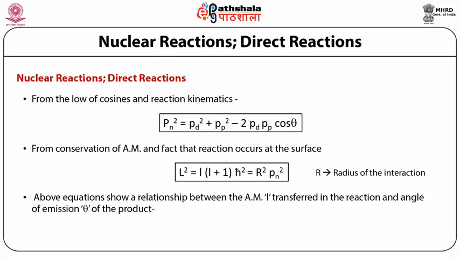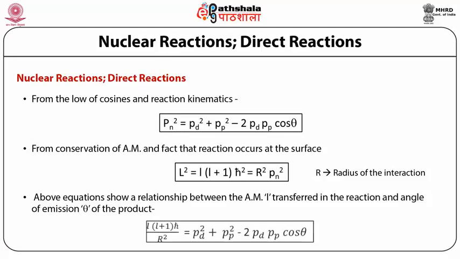And what is that relation? That relation is L(L plus 1) h bar square upon R square is equal to Pd square plus Pp square minus 2 PdPp cos theta.